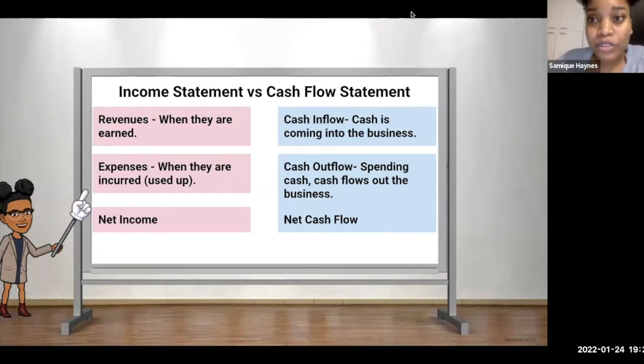For revenues, we recognize them when they are earned. Whereas for the cash flow statement, we're dealing with cash inflow. Cash is coming into the business. Now, when we earn revenues, cash can come into the business. But sometimes cash does not come in. Instead, we use an account called accounts receivable. So sometimes cash comes in when we earn revenue, sometimes it does not.